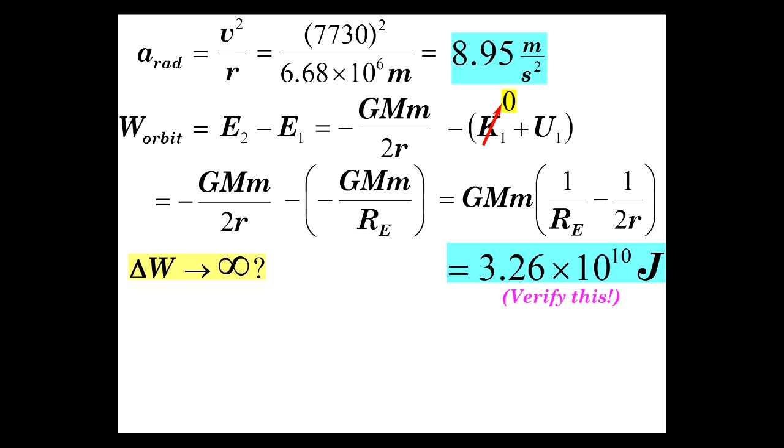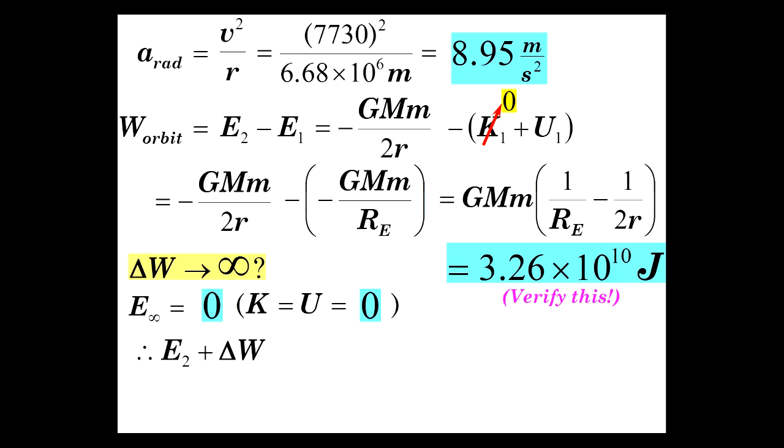Now, how much work is required to get this thing out to infinity? The beauty of our initial assessment of orbital mechanics and potential energy and how we define it is that we make the potential energy at infinity equal to 0. And so to get it out to infinity, the total mechanical energy out there is 0, which means the kinetic and the potential are both 0. What a nice little help for us in problem solving.